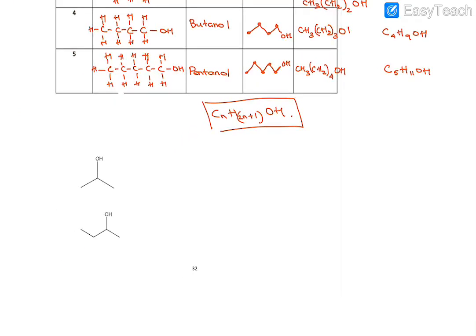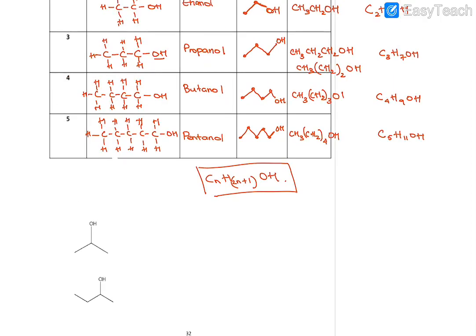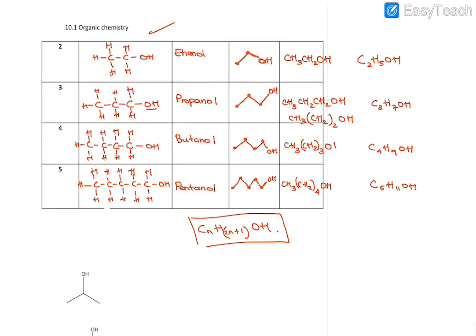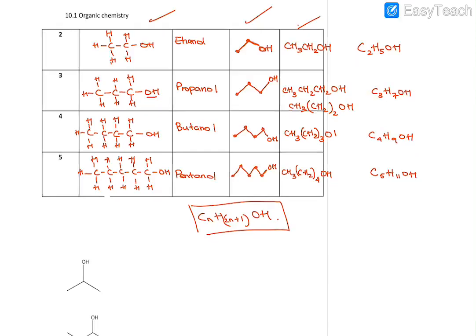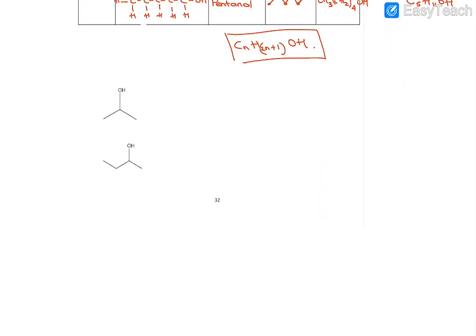Okay, so let's try to name these alcohols. So you have the skeletal formula given. You should be able to name any organic compound given the full structural formula, skeletal formula, or structural formula. With the molecular formula you won't be able to name it, but based on the full structural formula, skeletal formula, and structural formula, you should be able to name any organic compound.